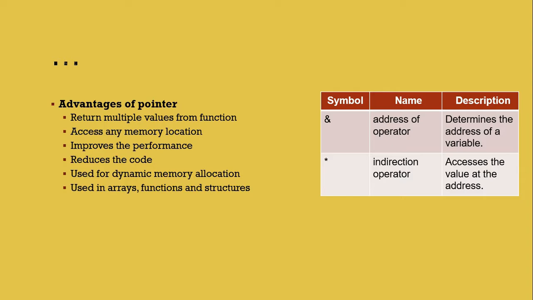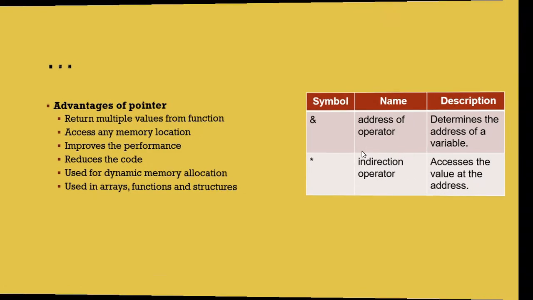The two symbols: the first one is called the address-of operator or address operator, and the second is the indirection operator. The address operator determines the address of a variable, and the indirection operator accesses the value at the address.